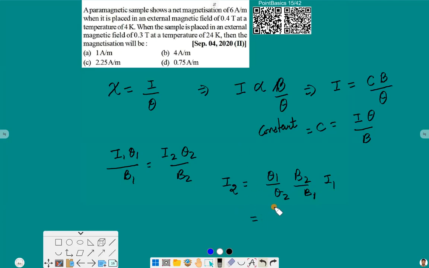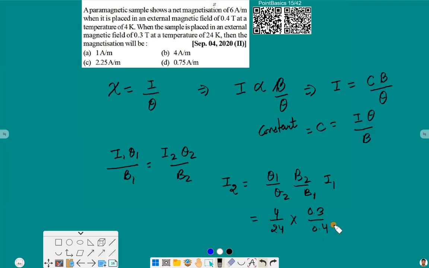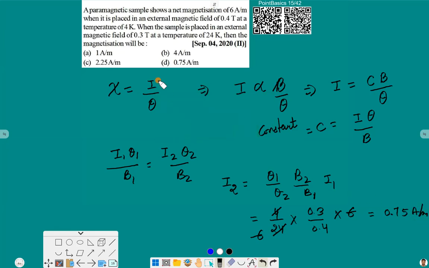Now theta 1 was 4 Kelvin and theta 2 is 24, so 4 by 24. B2 is 0.3 Tesla and B1 is 0.4 Tesla, and initial intensity of magnetization is 6. So 4 into 6, and we get 3 by 4. 3 by 4 is 0.75 ampere per meter. So option D is the right answer here.